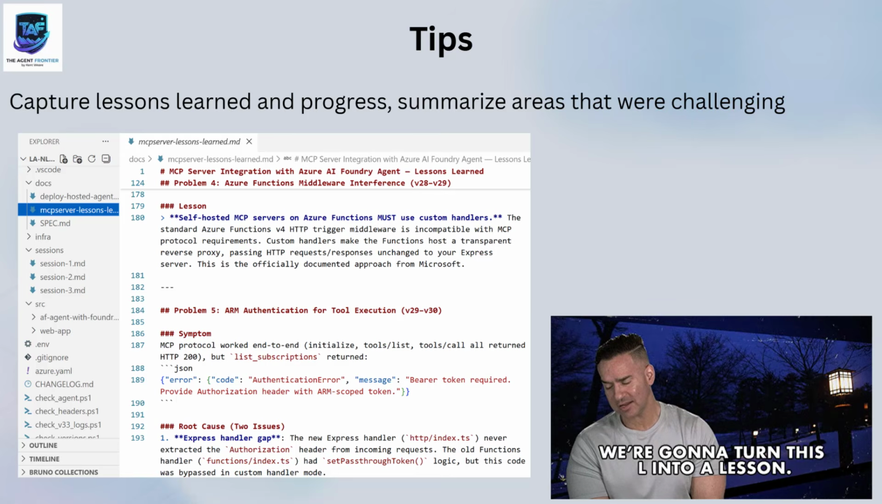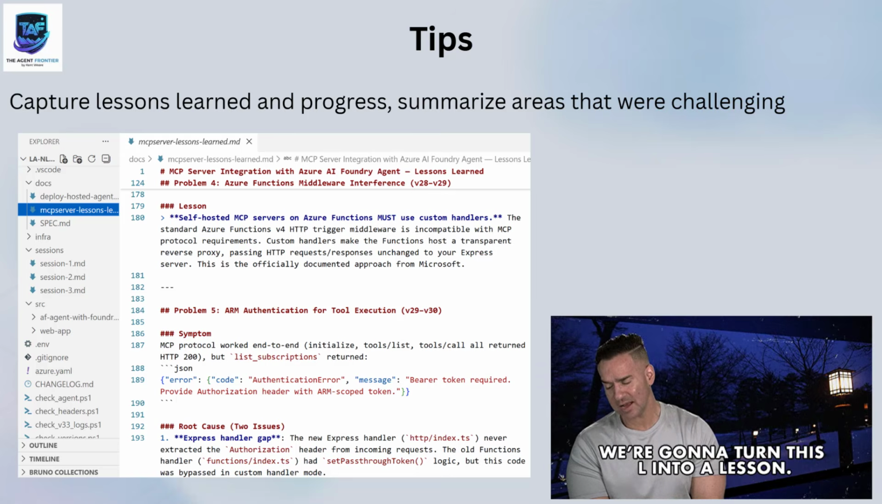Another thing that I find pretty important is just capture lessons learned and progress, and then summarize the areas that were challenging. So this is particularly difficult when you've got a lot of dependencies that are changing. So in this case, we're using different SDKs, and there's different options when you go ahead and build Foundry agents. I wanted to use the latest Microsoft Agent Framework, and you have a situation where you also have a model that was trained at a specific date, perhaps before some of these dependencies were even built. So how do you manage that?